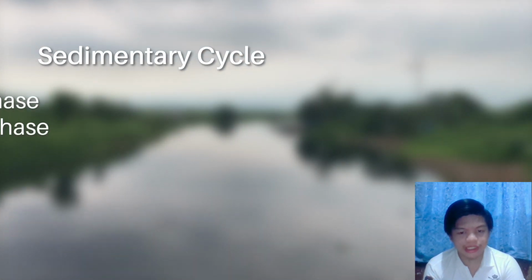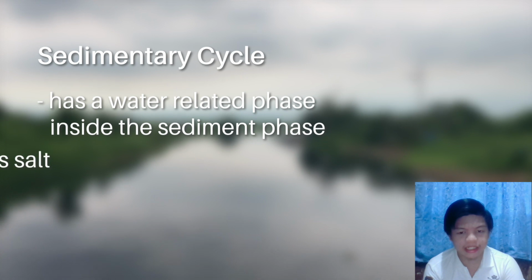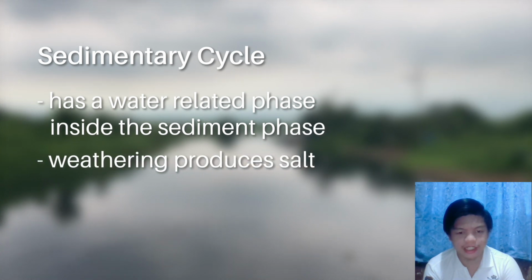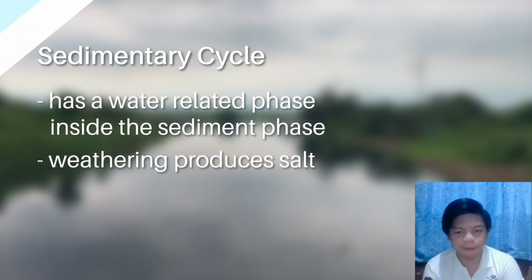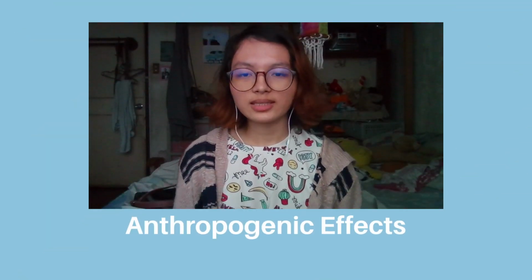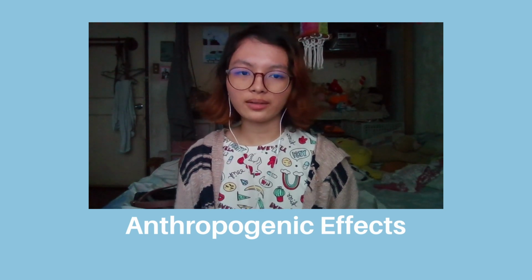Sedimentary cycles consist of a solution or water-related phase and a rock or sediment phase. In the solution phase, weathering releases minerals from the Earth's crust in the form of salts, some of which dissolve in water, pass through a series of organisms, and ultimately reach the deep seas where they settle out of circulation indefinitely.